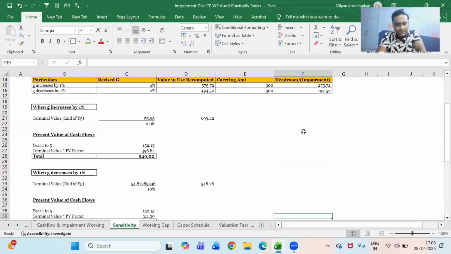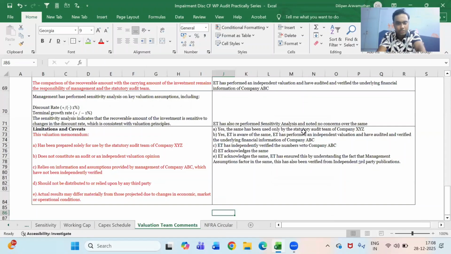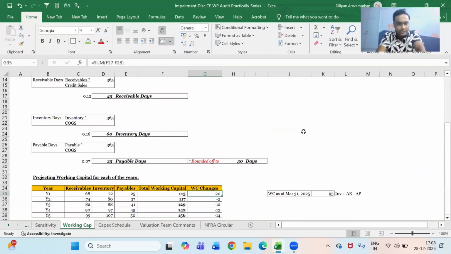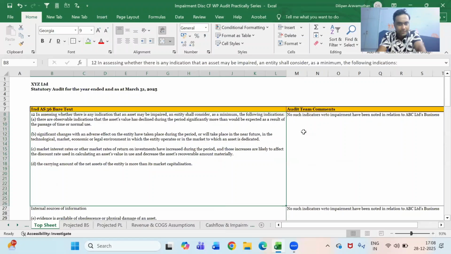So this is it, guys. So after this, we have something which we would be discussing. We have two things. First, let's go to our base sheet where we design our work paper. So in the sheet, what we have basically done is we have taken various paragraphs from Ind AS 36, the text, and we are assessing the same in the context of our client.